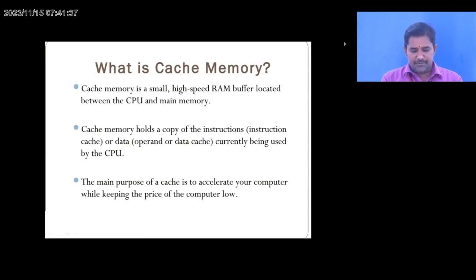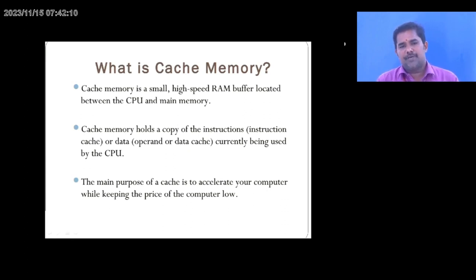Cache memory is a small, high-speed type of volatile computer memory that provides high-speed data access to a processor and stores frequently used computer programs, applications and data. It helps improve the overall speed and performance of the computer system by reducing the latency between the processor and the main memory. Here, cache memory is a small high-speed RAM buffer located between the CPU and the main memory.